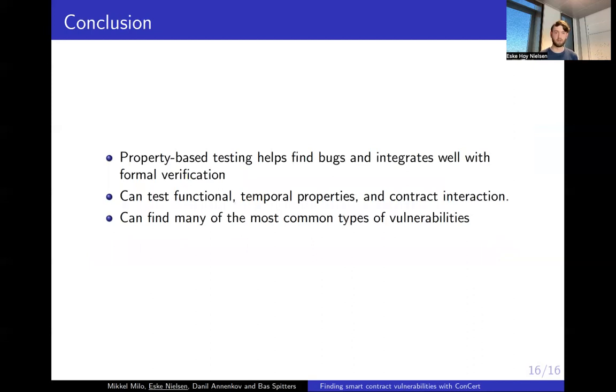So in conclusion, we have shown that our property-based testing framework in ConCert helps find bugs in real contracts and integrates well with formal verification, in the sense that you can both test and verify the same properties in the same framework. We've shown that we can test functional properties, temporal properties, and contract interactions, and that the framework can find many of the most common types of vulnerabilities.